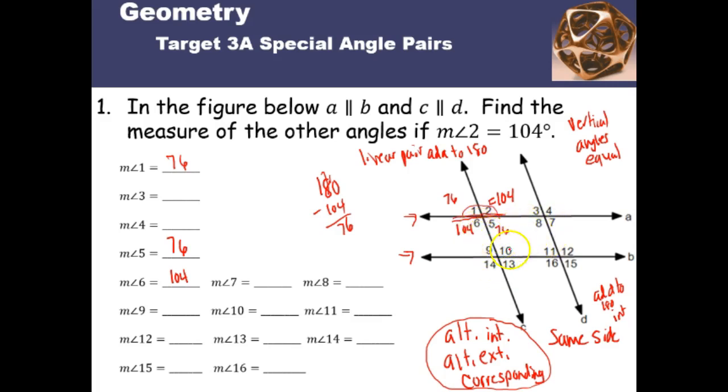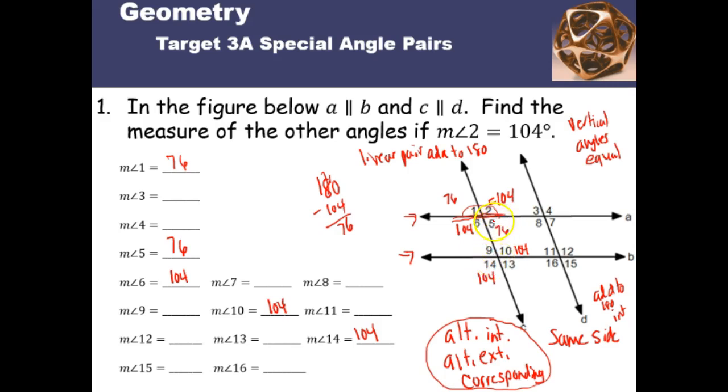I'm going to go with 6 and 10 are alternate interior. So they're inside and on different sides of this line, so alternate interior, so they're equal. So 10 is 104. And then from that, I'm going to use that 14 is 104 because they are vertical angles. Now, I could use that 9 and 10 are right next to each other, so they add to 180. So that means I would do 180 minus 104 to get the 76.